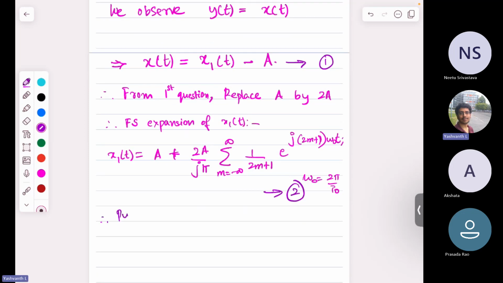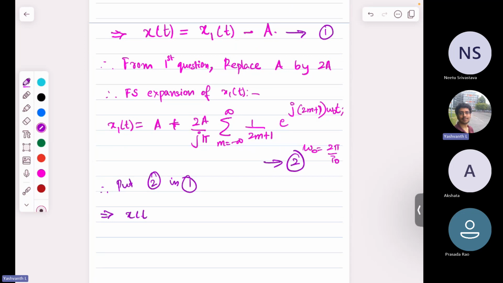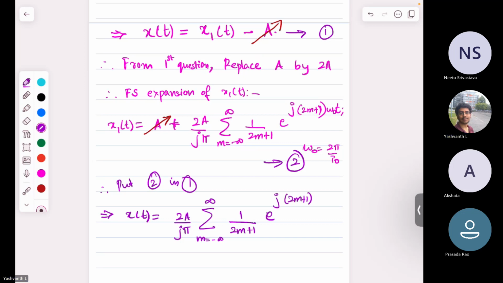Therefore, put 2 in 1. What do I get? X of t equal to this. A and minus a will get cancelled. So what you will be left with is just 2a by j pi summation m equal to minus infinity to plus infinity 1 by 2m plus 1 into e raised to j (2m plus 1) omega naught t, where omega naught equal to 2 pi by t naught.